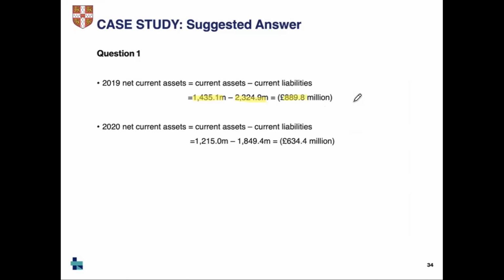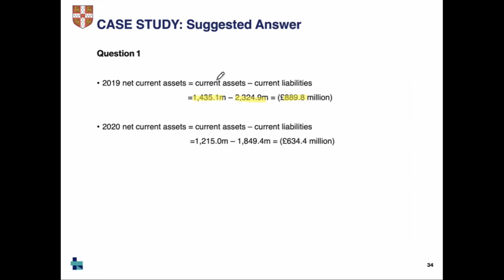It's a negative figure, so we put it in brackets. What does it mean? It means that the company has more liabilities than assets. Its liabilities here are in excess of 2.3 billion and its assets 1.4 billion. It owes people more money than it has. People that it needs to pay within a year, it owes them more money than it has in cash, receivables, and inventory. All right. So it's not a very good picture for Marks and Spencer.